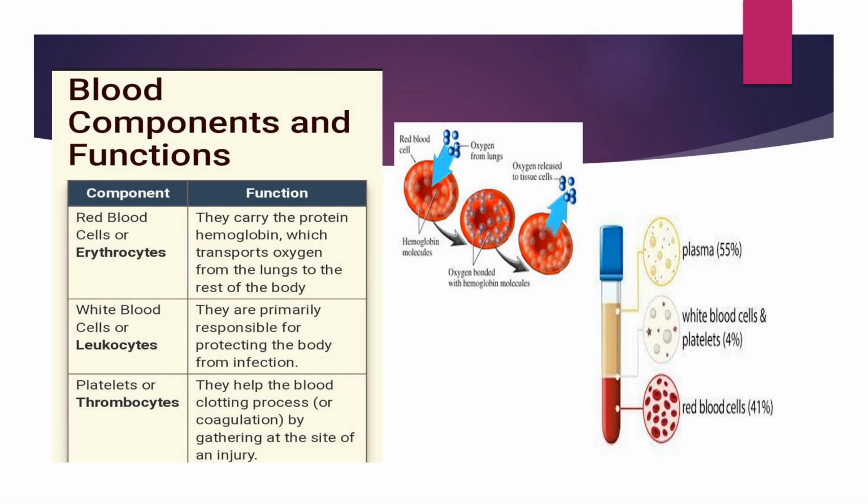The red blood cells or erythrocytes carry oxygen to various body parts and bring back carbon dioxide for removal from the body. White blood cells, also known as leukocytes, protect the body from infection by destroying the germs. The platelets, also known as thrombocytes, help in blood clotting at the site of the injury.